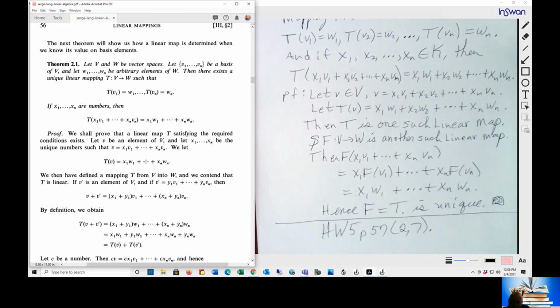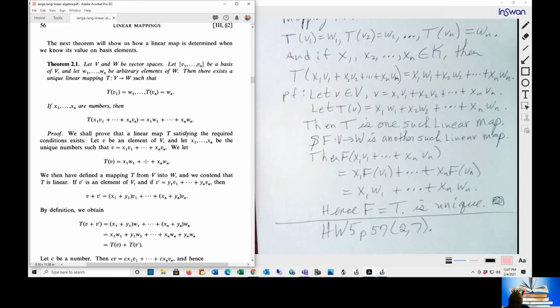Then F, evaluated at the same linear combination, suppose F is linear, okay? Then F of the linear combination x1 v1 to xn vn is equal to x1 f of v1 plus x2 f of v2 plus dot dot dot plus x sub n f of vn, which, assuming it's another such creature, equals x1 w1 plus x2 w2 plus dot dot dot plus x sub n w sub n. So we've shown that F is the same as T.